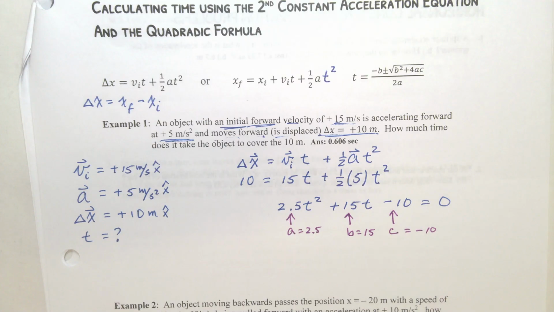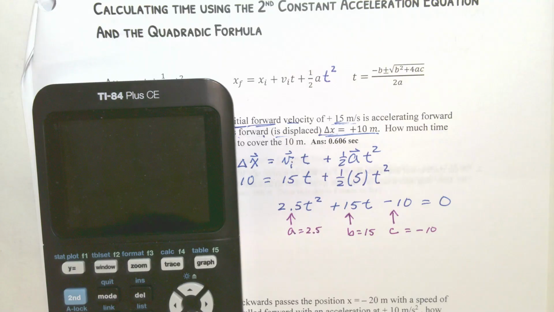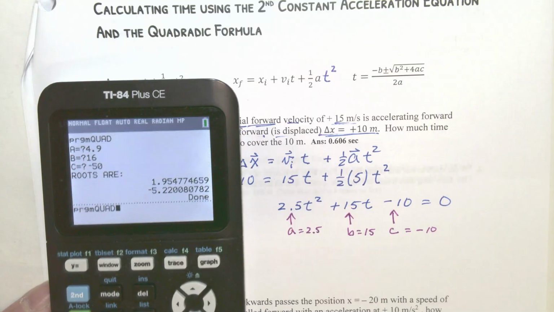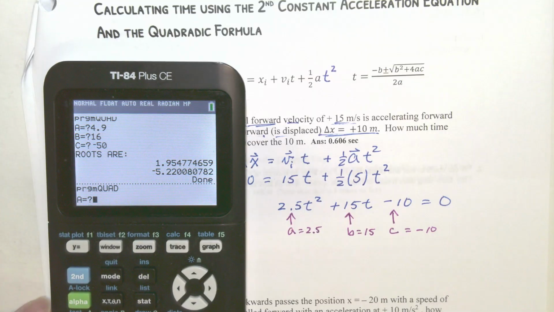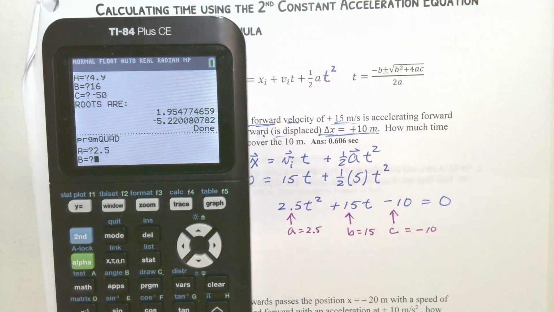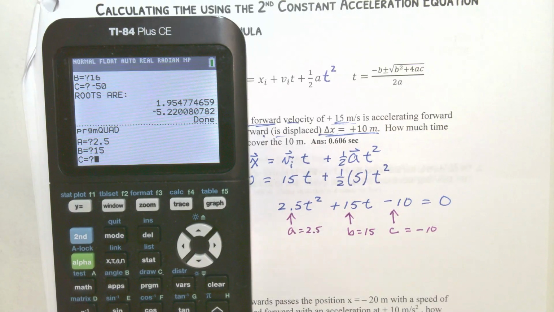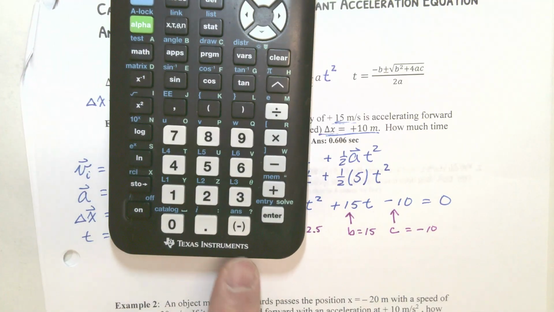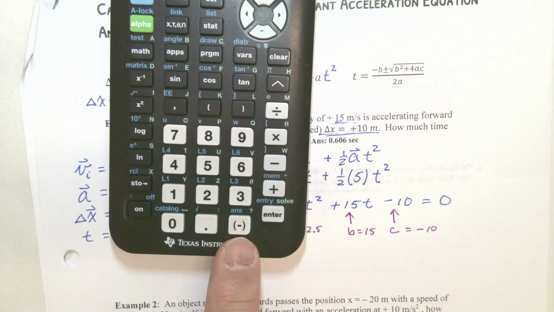So now you can get your calculator out, and you turn it on, and you go to program, and hit quad, and then you hit quad again just to get your A prompt. Then you plug in 2.5, and you hit enter. Then they're asking you for B, so you hit 15, enter. Now for C, you must use this negative. That negative is this negative right here. Don't use minus.